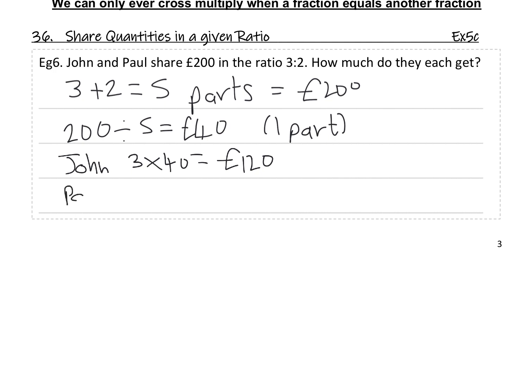Paul would get the remaining amount from 200, which would be £80. And that should be 2 parts, 2 40s. So you can check it both ways. These two numbers should add up to the amount that you've shared at the beginning.